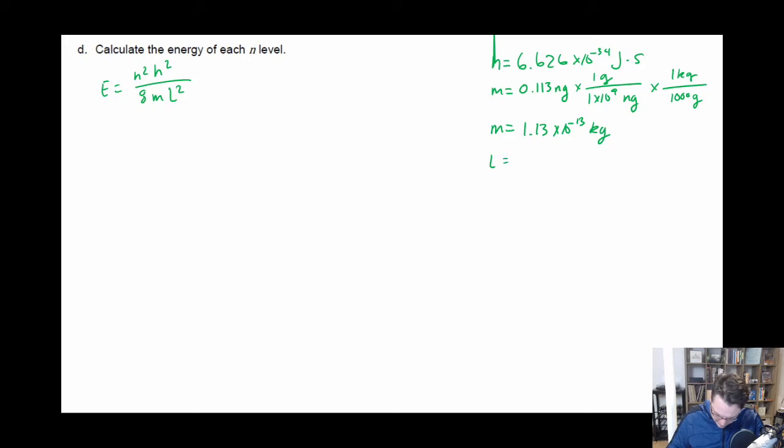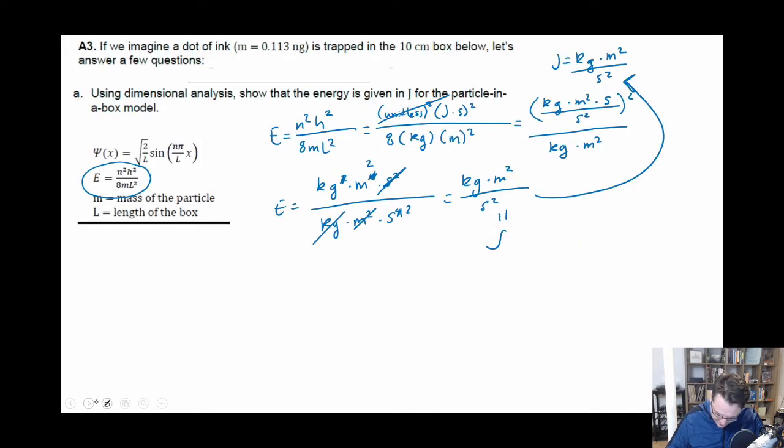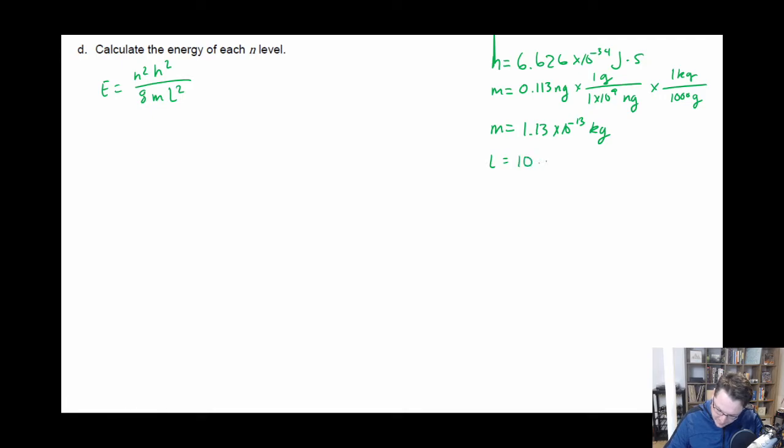Now the length, I think I said the box was 10 centimeters. 1 meter is 100 centimeters, so 10 divided by 100 is 0.1 meters. Now everything is in the scaling that we need, and all we have to do is plug and chug. The easiest way to approach this, as I mentioned in the particle in a box video, is that because all of these values are going to be exactly the same no matter what the energy value is, we can just calculate that part first.